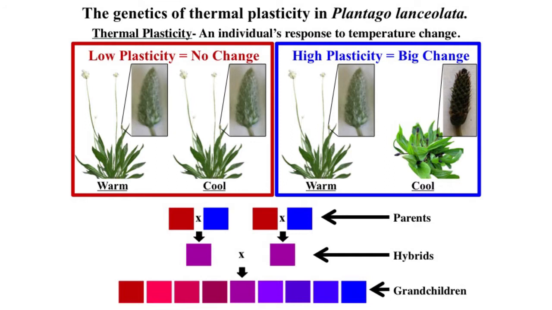And it's for this reason that I've chosen to study the genetics of thermoplasticity in Plantago lanceolata for my dissertation research. Now, thermoplasticity is simply the way an individual responds to changes in the temperature in their environment. And Plantago lanceolata is this perennial herb that's common around the world.